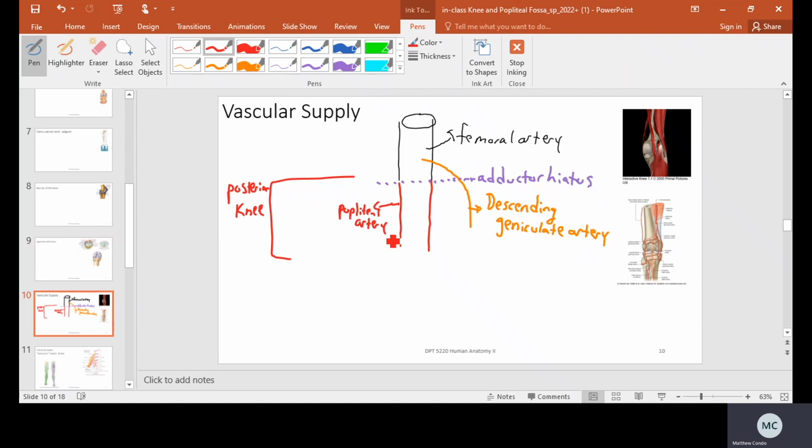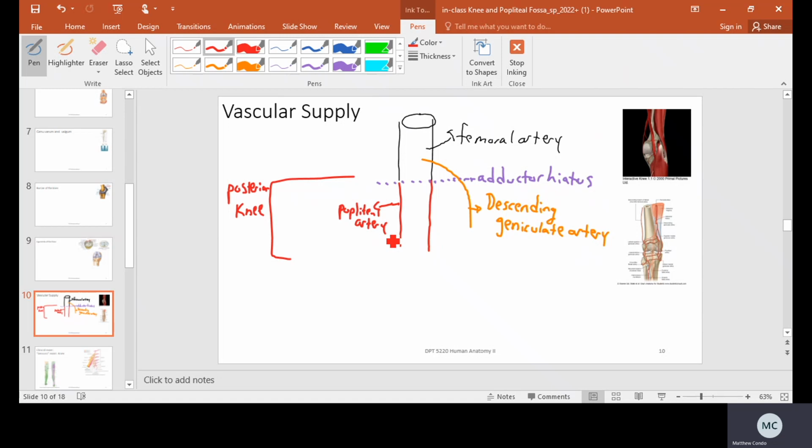Now here's the good news. The good news is that my major arteries that are going to supply my knee are going to come off of that popliteal artery. Okay, and I'm going to have 4 of them. They literally are all named based on their position relative to the knee.